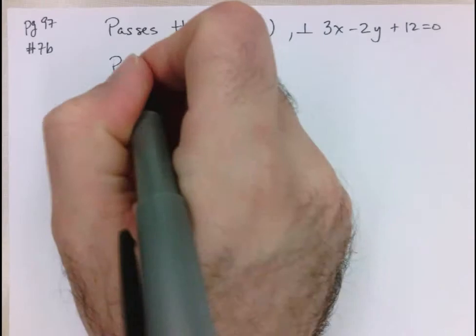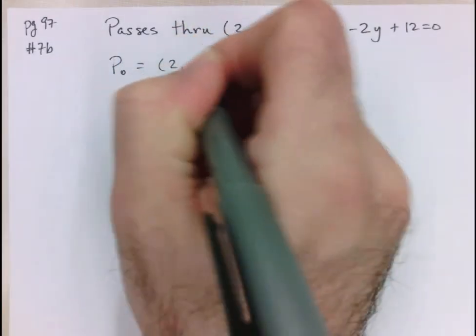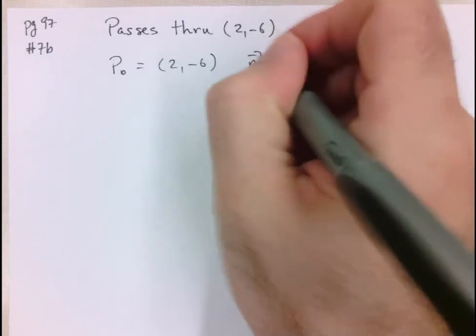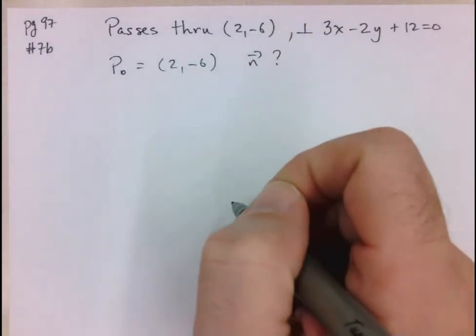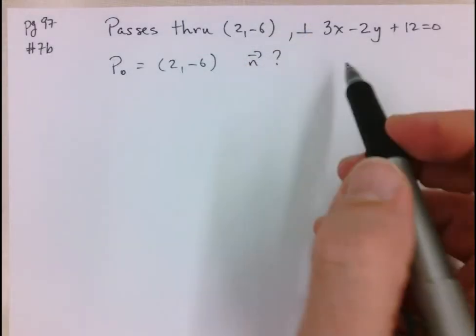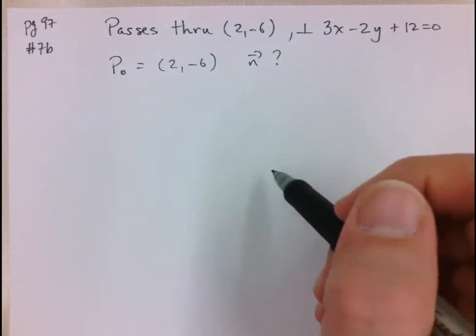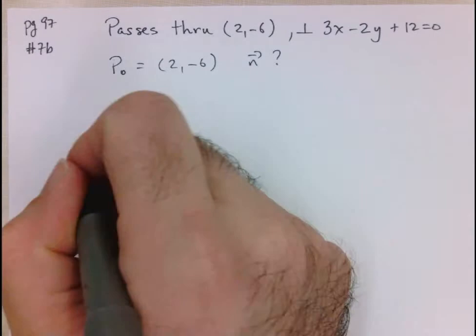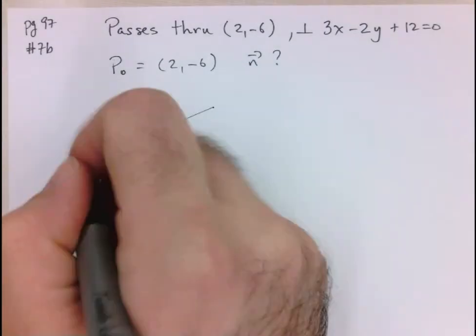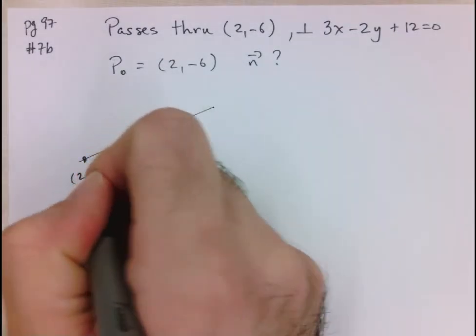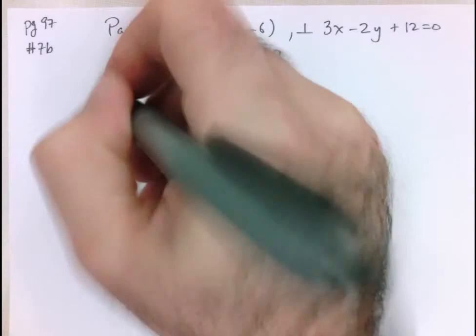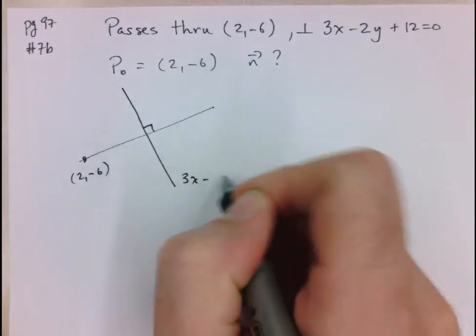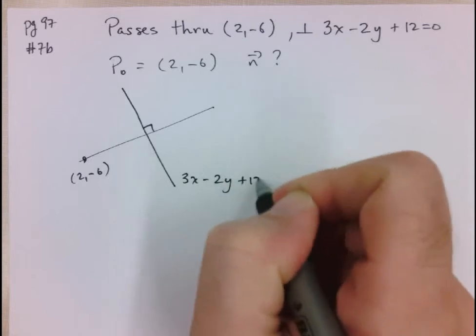So P naught is just equal to (2, -6). And the other thing we need to find the Cartesian equation is our normal vector. Okay, so we'll use the fact that it's perpendicular to this line here to find our normal vector. So I'll just draw myself a little picture here. So say this is the line I'm looking for that contains (2, -6). Okay, and it's perpendicular to this line here, which is 3x minus 2y plus 12 equals 0.